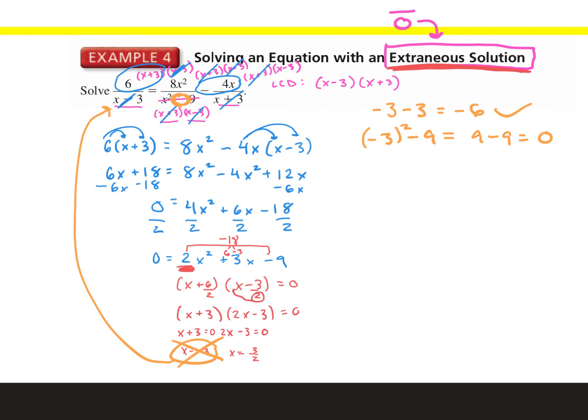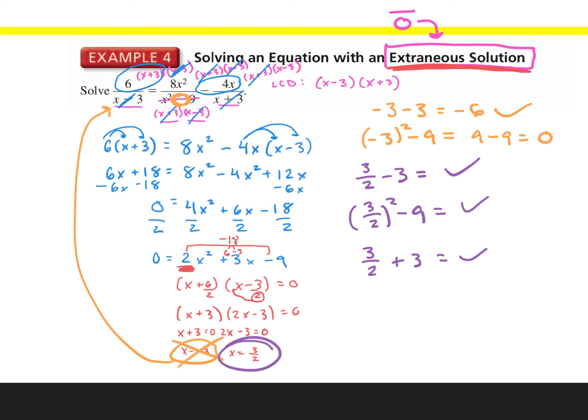Then we could do the same thing for 3/2. Plug it into each denominator, so we have 3/2 minus 3. Doesn't give us 0, so we're good. Do it for the next one. 3/2 squared minus 9 doesn't give us 0, so we're good. And 3/2 plus 3 doesn't give us 0, so we're good. So this one works.